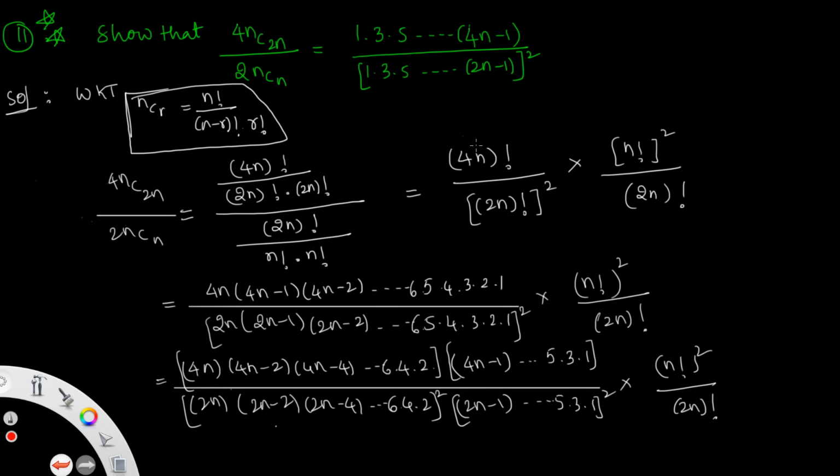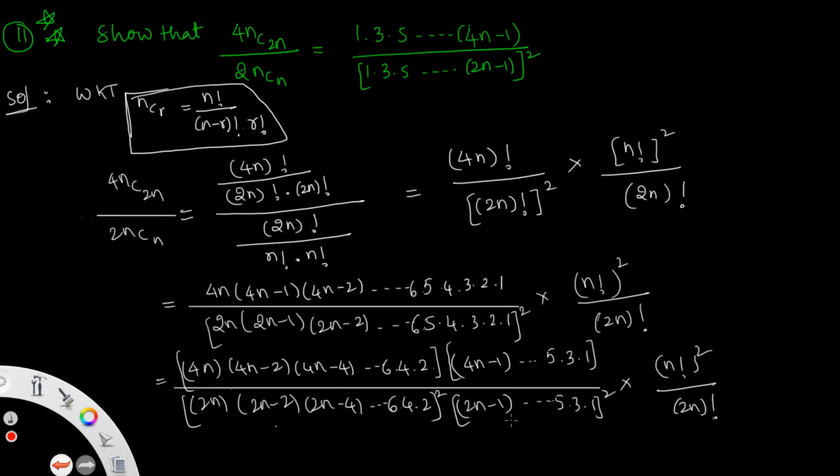4n factorial means what? Starting with 4n and decreasing the terms, the product of consecutive decreasing integers starting with 4n. So write 4n, 4n minus 1, next term 4n minus 2, 4n minus 3, and so on up to 1. In a similar way, 2n factorial means 2n, 2n minus 1, 2n minus 2, and so on up to the last term, whole square. These two terms keep the same. Don't change these terms.